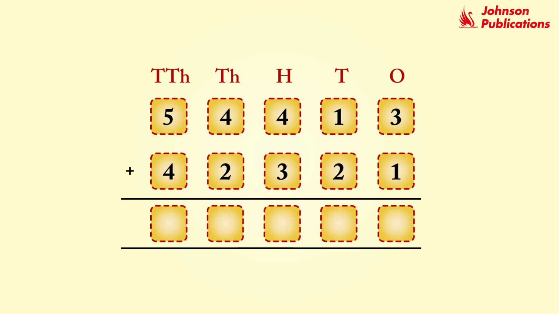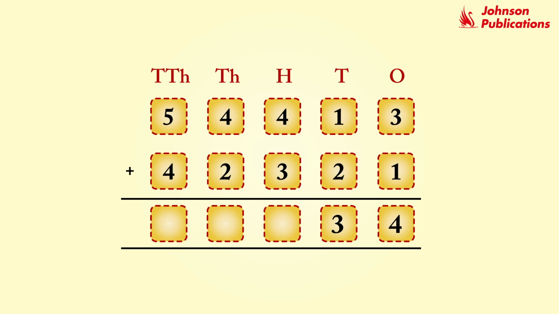Step 1. Add the ones. 3 ones plus 1 equals 4 ones. Write 4 in ones place. Step 2. Add the tens. 1 ten plus 2 tens equals 3 tens. Write 3 in tens place.